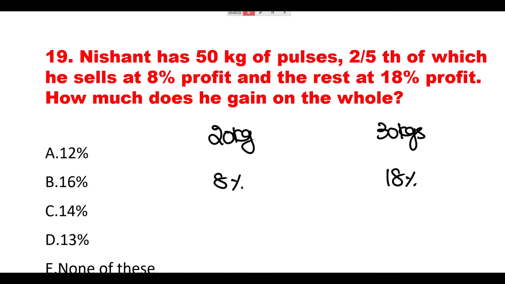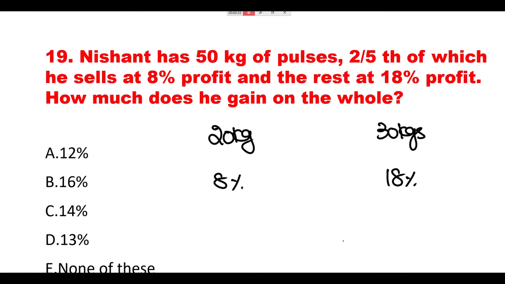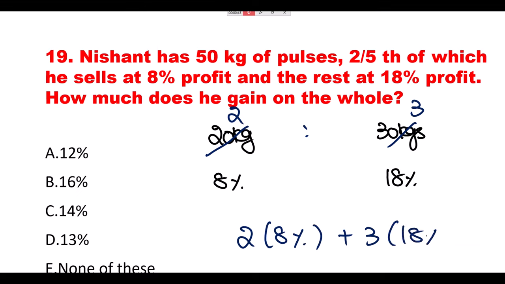There is one method: we can say this is 2:3 ratio mixing, mixture and alligation. There are multiple methods, as I mentioned. One method is we can go for mixture and alligation. So this is 2 into 8% plus 3 into 18%, divided by 2 plus 3. This will give 14%.